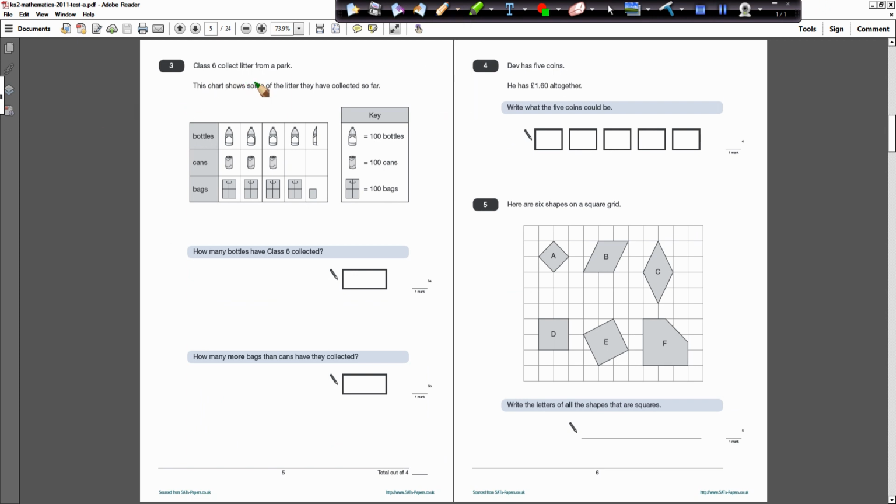Okay, class 6 collect litter from a park. This chart shows some of the litter they have collected so far. So we have one bottle represents 100 bottles, one picture of a can, 100 cans, and so forth, 100 bags. How many bottles have class 6 collected? So that's 100, 200, 300, 400, and? 500. No. Half of 100, which is? 450.